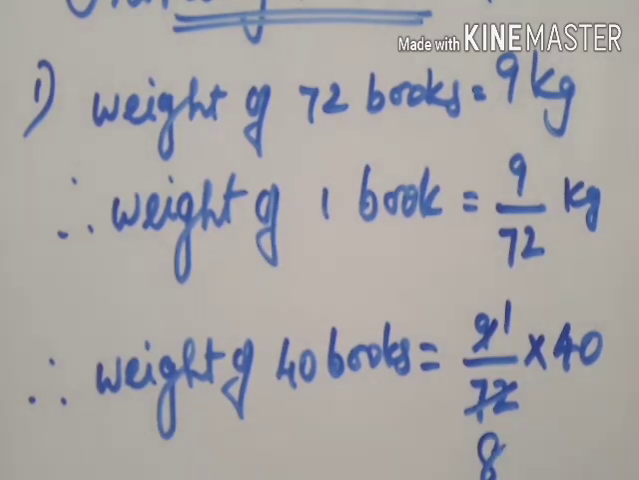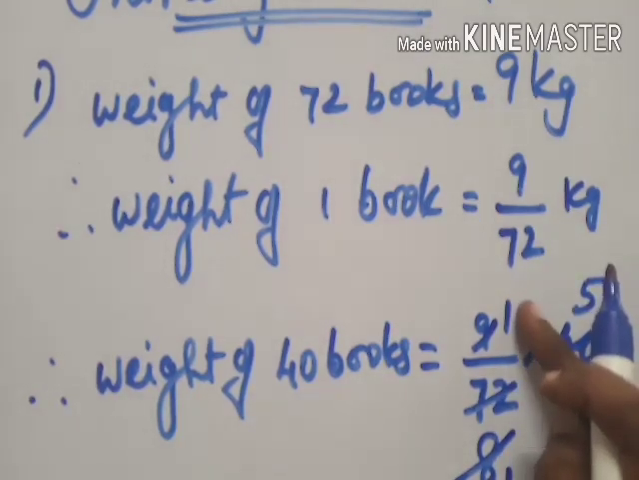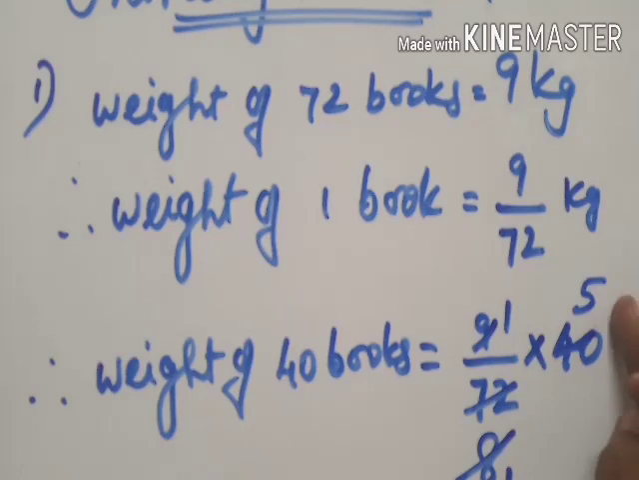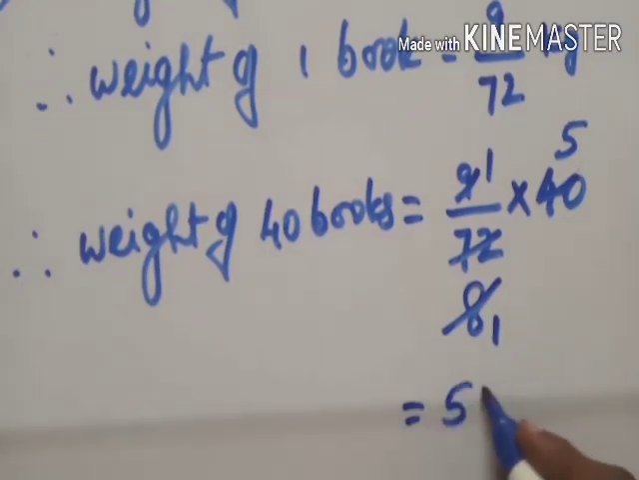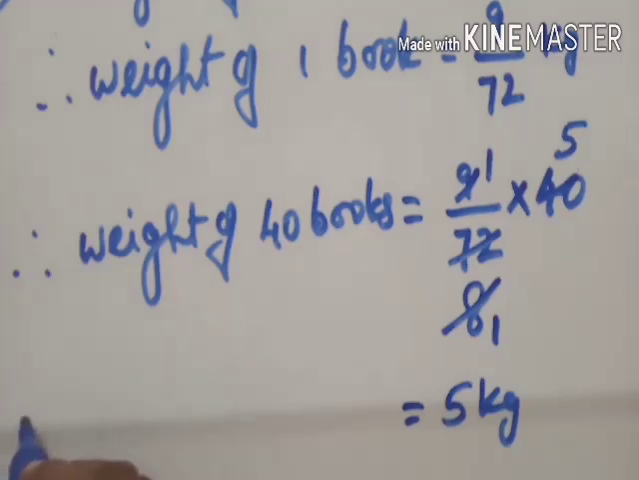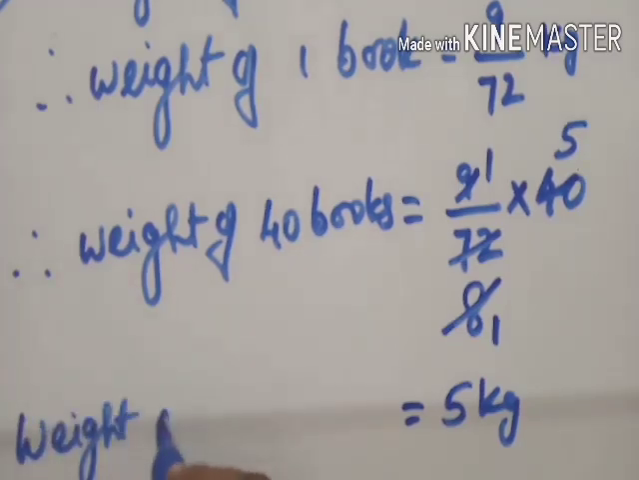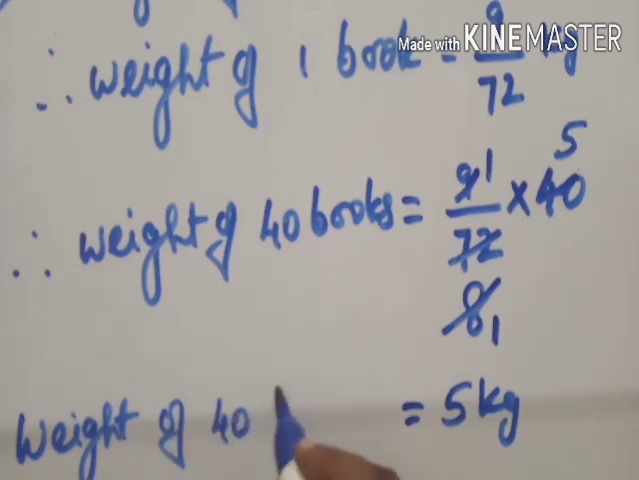Next, the 8th table: 1 8 is 8, and 5 8s are 40. So in the numerator I got 1. 1 into 5 is 5, and 5 divided by 1, the answer is 5. So 5 kilogram is the weight of 40 books. The weight of 40 books is equal to 5 kilogram.